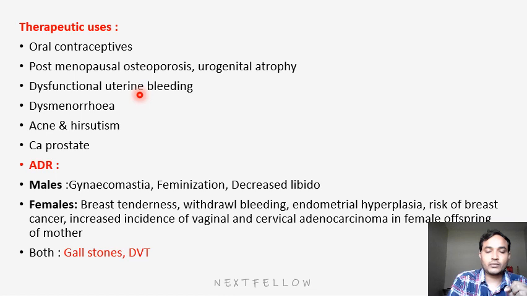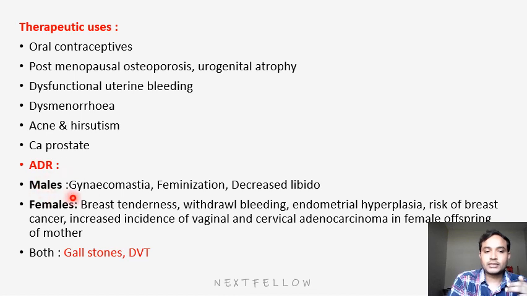Next is dysfunctional uterine bleeding. In that condition also it is beneficial. Next, dysmenorrhea, acne and hirsutism patients, then carcinoma of prostate patients. In all those patients we use estrogen as a supplement and therapeutic agent. Further, with prolonged use, there will be some side effects also.